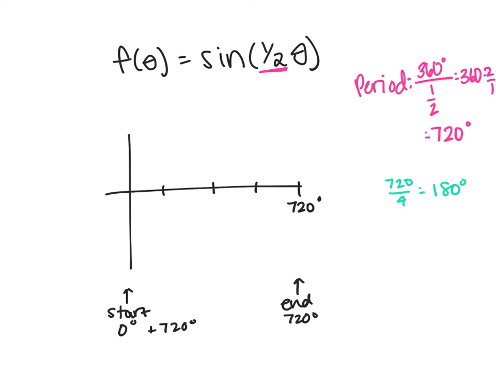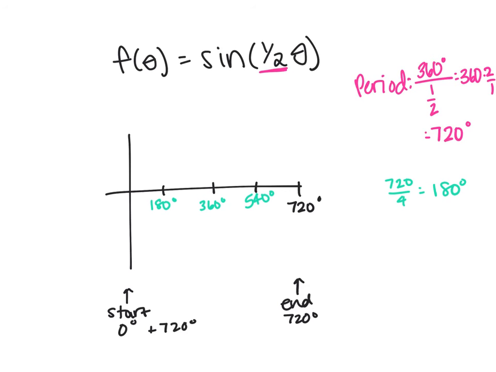and we get that the graph is going to change every 180. So that means the first tick mark will be 180. The second tick mark will be 180 times 2, which is 360. The third tick mark will be another 180 beyond that, which will be 540. And then add another 180 to that, and you should end up right where you started at 720.